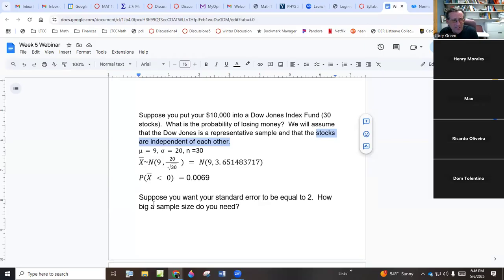Okay, then the next question is, suppose you want your standard error to be equal to 2. How big a sample size do you need? So notice our standard error was 3.65. You want it to be less. You want it to be 2. So 30 wasn't a big enough sample size. We need a bigger number than 30 to be able to get a smaller standard error. Does that make sense?